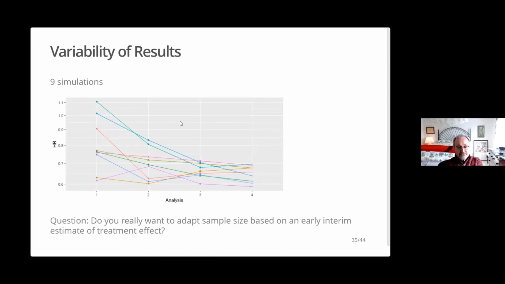But if you look at, say, 9 randomly generated trials, my question at the bottom is really for Cyrus later on. Where do you adapt your sample size here? Because you pretty much enroll everybody by analysis 1, but you haven't gotten your full treatment benefit there. So I'm reluctant to do my sample size adaptation based on what I see there. But again, I'm looking forward to Cyrus's guidance on that.